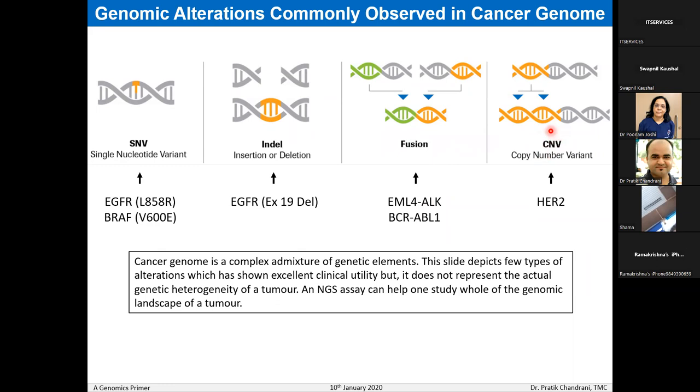And the last type that we are going to see today is copy number variant, in which our genome has either amplified, increased the copy number of a particular oncogene, or decreased the copy number of a tumor suppressor gene. A classical example here is HER2 amplification in breast cancer, which is a very well established therapeutic target. In this copy number change, our genome has two copies of each gene, each copy coming from each parent.